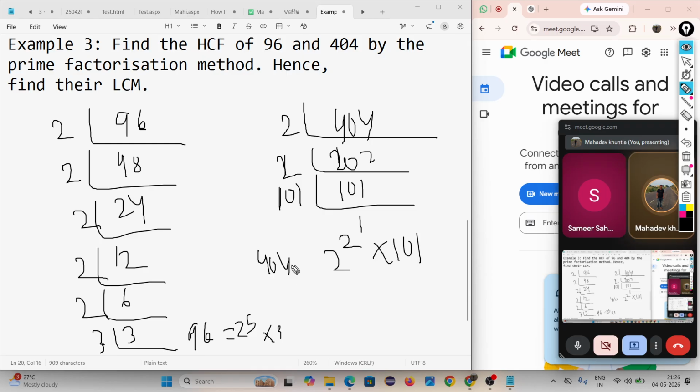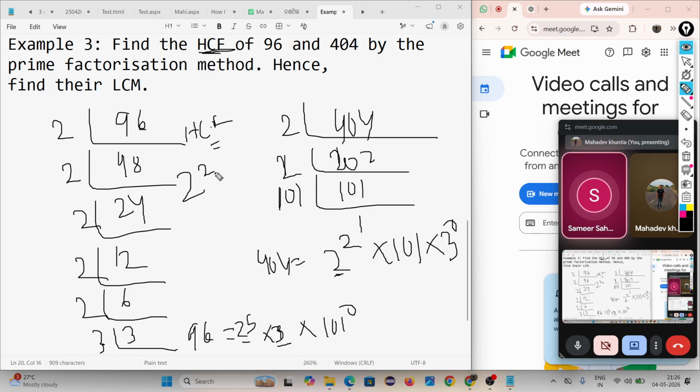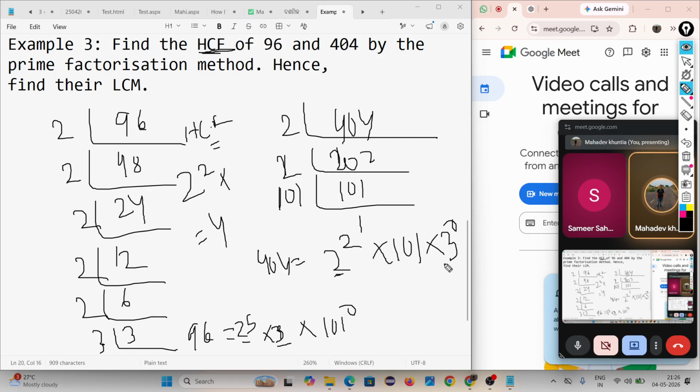Now look here: 2, both terms have it. Here 3 is available, here 3 is unavailable, so 3 raised to the power 0, and 101 raised to the power 0 for 96. For HCF, always take the lowest exponent. 2 raised to the power 2 into 1 into 1, because you are taking the lowest. So the HCF is 4.